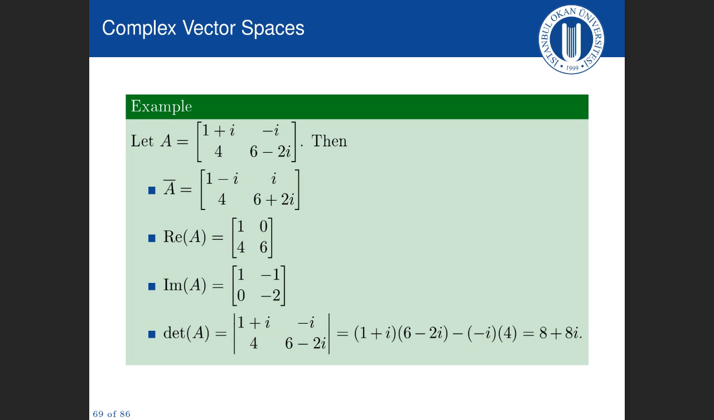We can do the determinant of A in the usual way. 1 plus i multiplied by 6 minus 2i, and then minus minus i multiplied by 4. And if you multiply this all out, you can check that this is equal to 8 plus 8i.